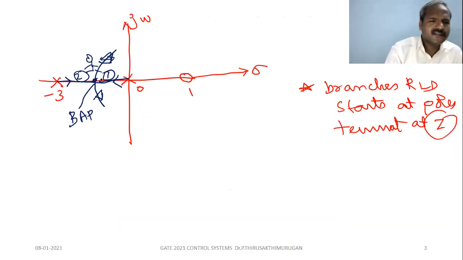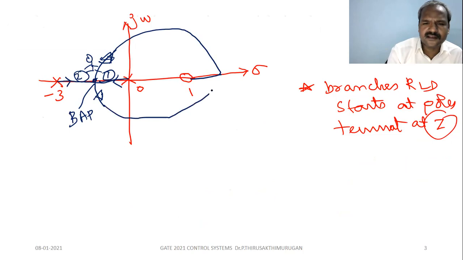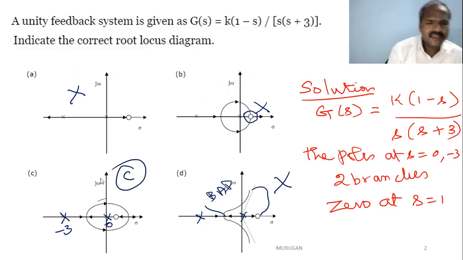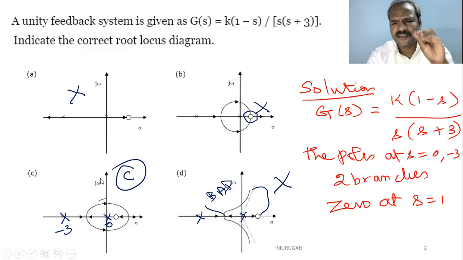This branch approaches the zero through this point. Similarly, this branch moves towards and terminates here and reaches infinity. This is called the break-in point, and this is the breakaway point. So it approaches 0. So answer C is the correct solution for this problem.